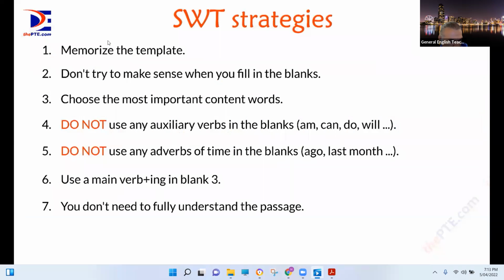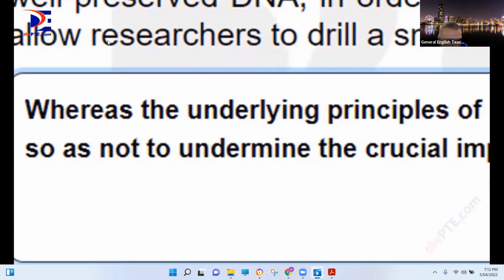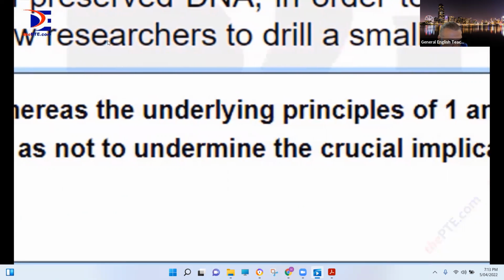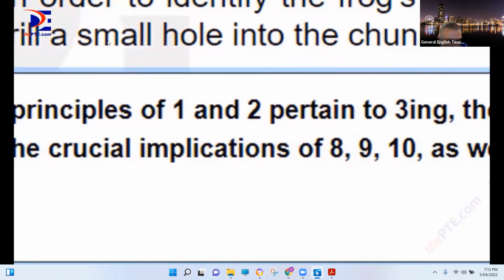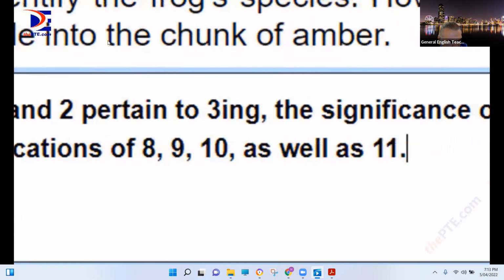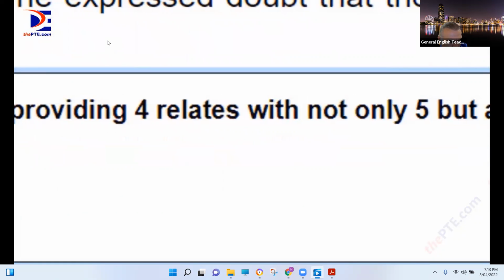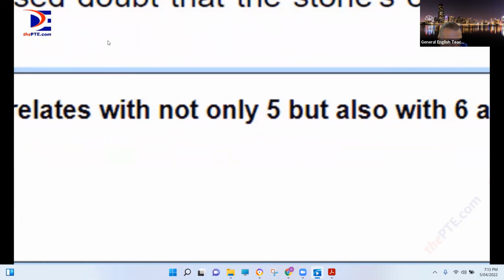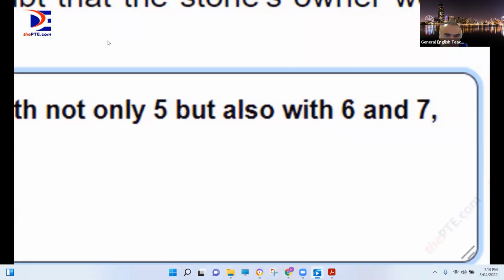Number 7. You don't need to fully understand the passage. If reading is not your forte, just fill in the 11 blanks with adjectives and nouns and a verb in ing form in blank number 3. You will get a reasonable score for this section. But I would certainly suggest that you read the passage and choose the main content words for the blanks.